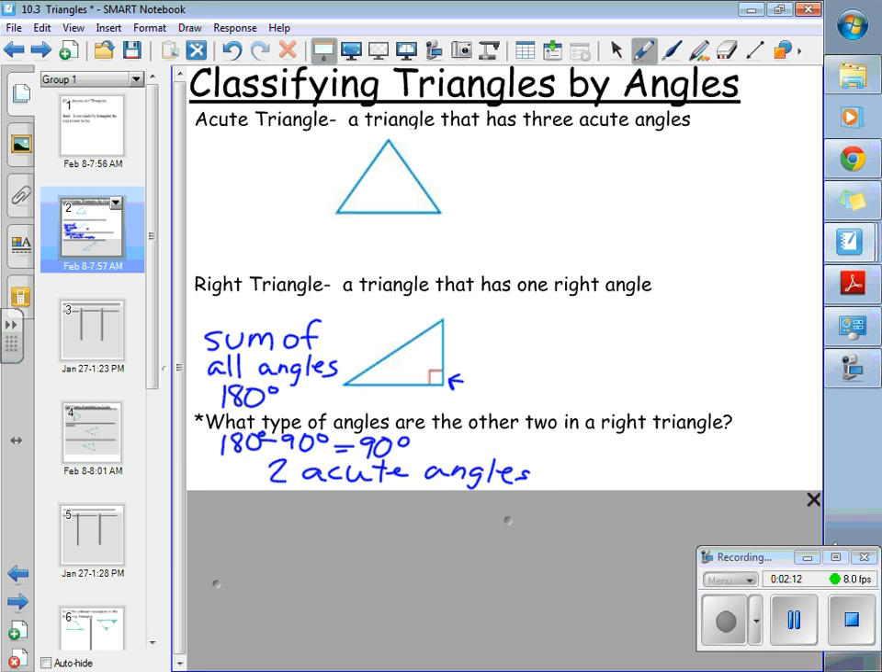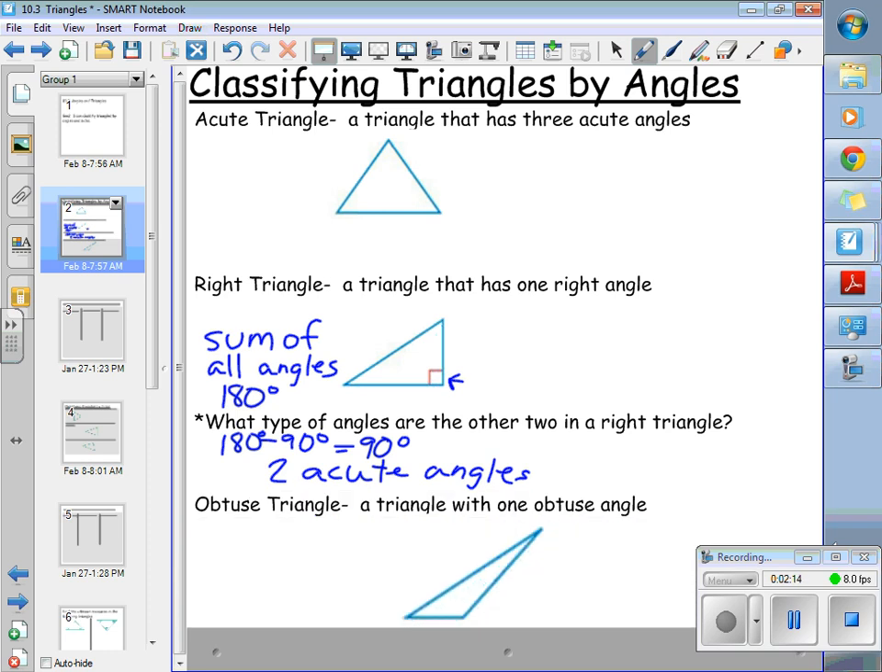Okay? All right. Our last type of triangle is an obtuse triangle. This is a triangle with 1 obtuse angle. And if we have an obtuse angle, we of course have to have the other 2 be acute.